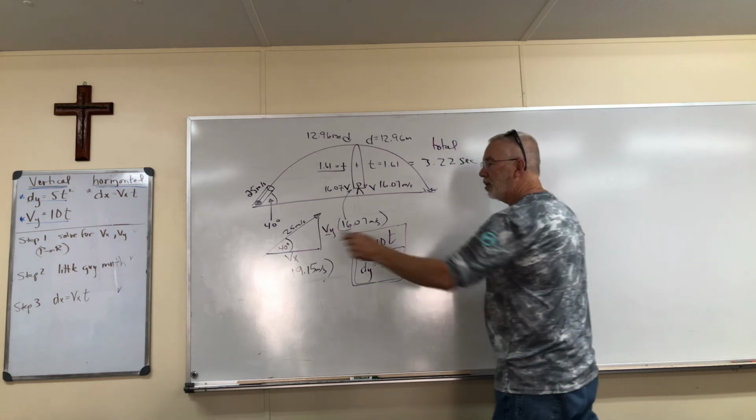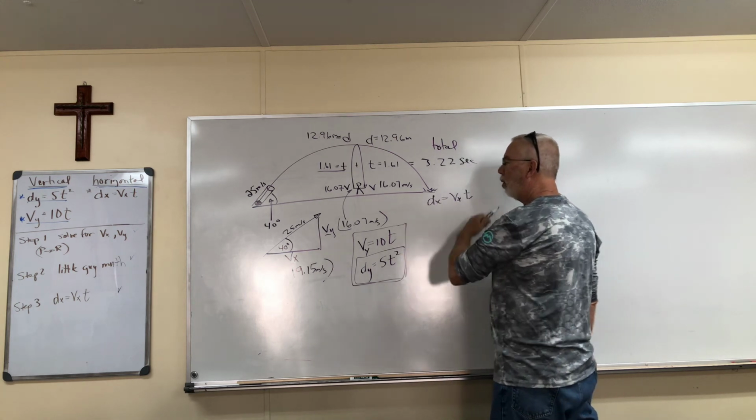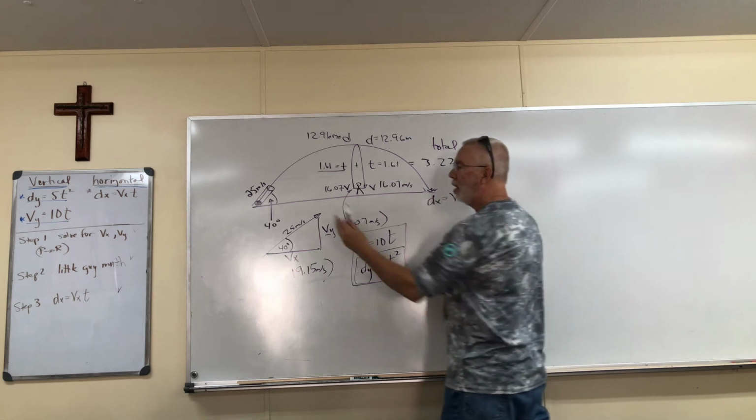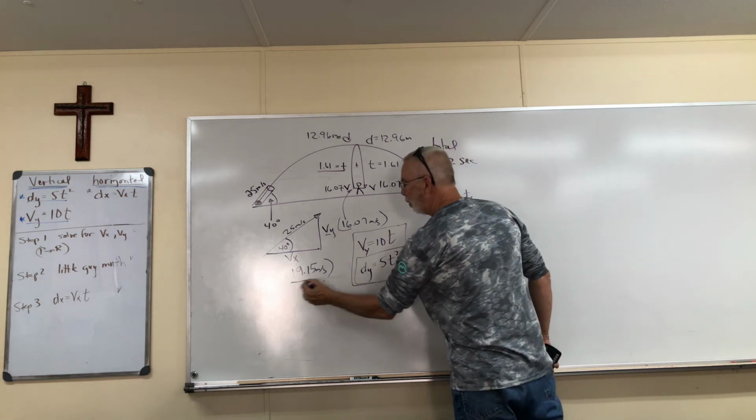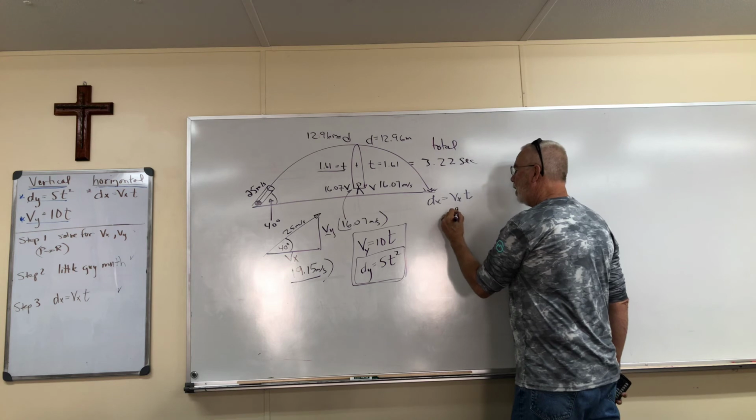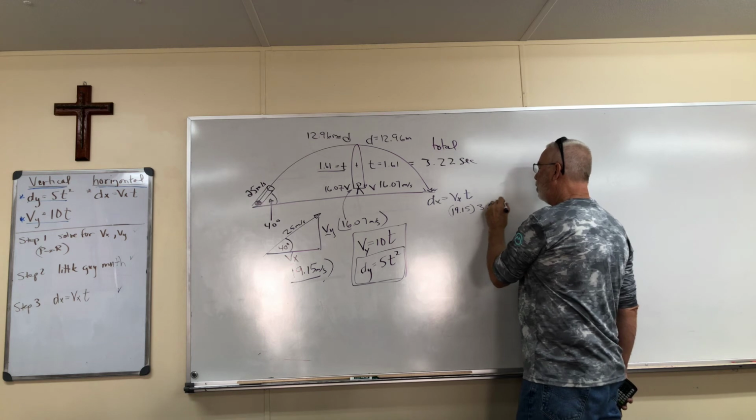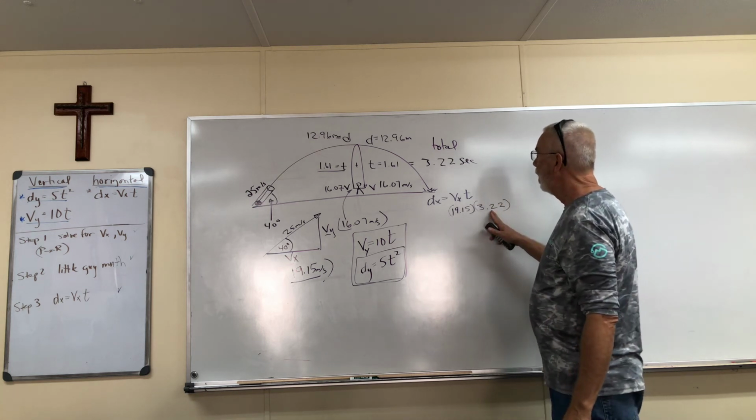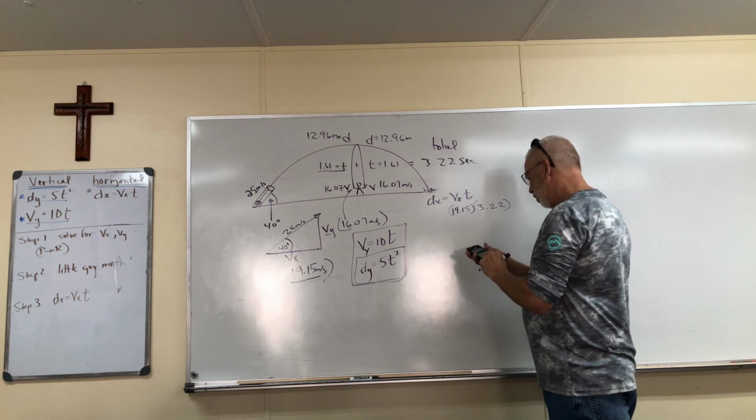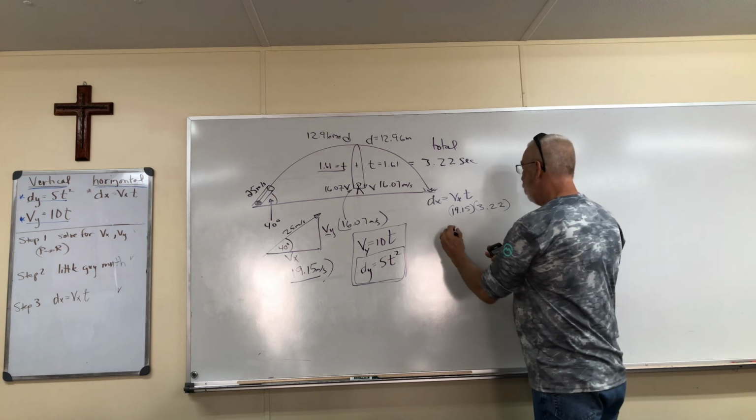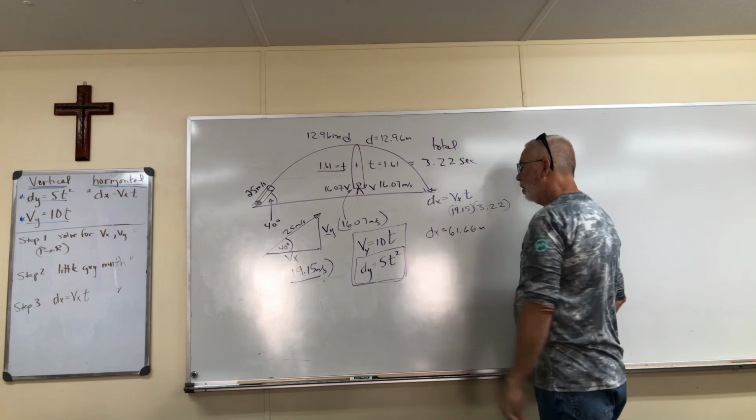Now, in step number 3, d sub x is equal to v sub x times t, which is the horizontal distance that the cannonball lands away from the cannon. We have a horizontal velocity, 19.15, so that goes in the equation here. The total time in the air is 3.22 seconds, so that goes right there. Then we just have to multiply: 19.15 times 3.22 equals 61.66 meters. And that's d sub x.